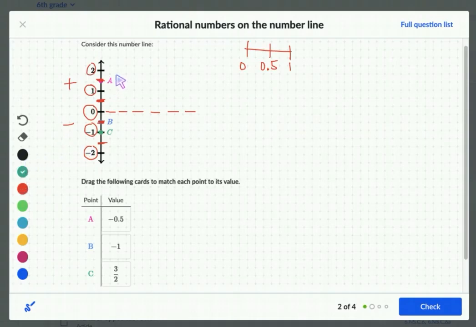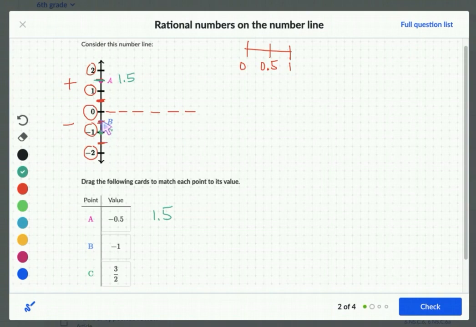Okay, so for A, I see it's between 1 and 2, so it's the line between 1 and 2. So it should be 1.5. It's halfway between 1 and 2, so it's 1.5. So this one should be 1.5.